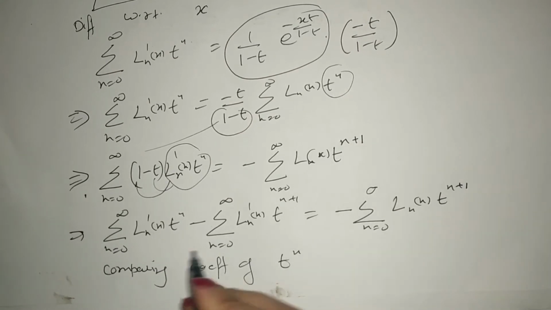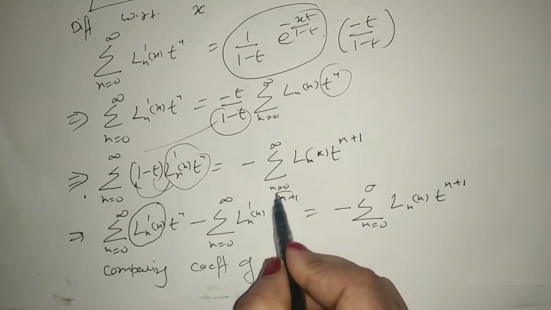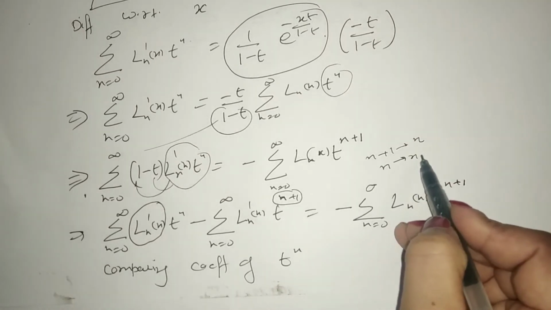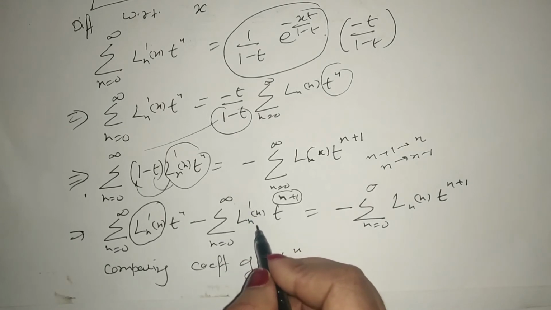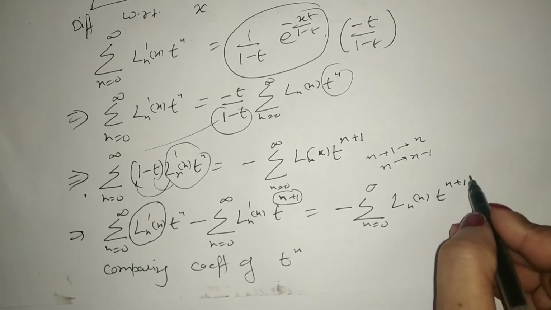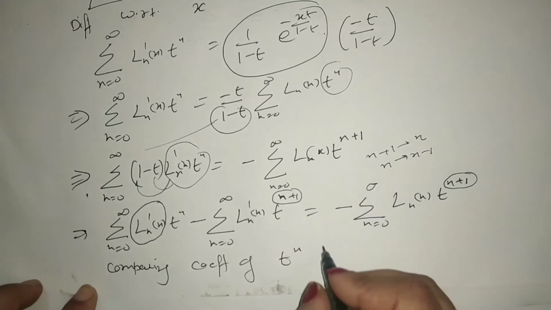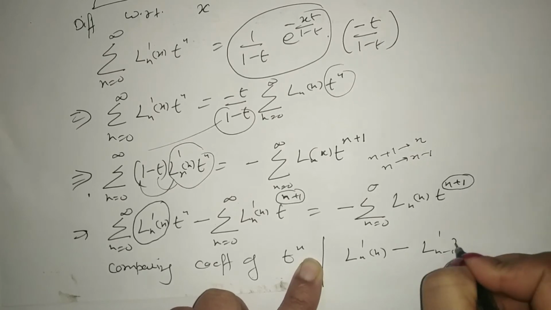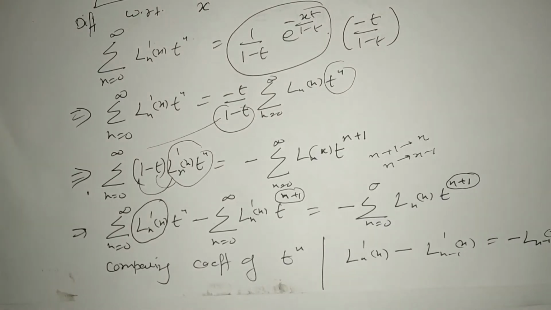t raised to power n. Now the coefficient of t raised to power n is this. In this it is the coefficient of t raised to power n plus 1. We have to change n plus 1 to n, meaning we have to change n to n minus 1. So in this term it will be l dash (n-1). In this term also it is n plus 1, so it will be l(n-1). Now writing these terms, comparing the coefficients, we get ln dash x minus l(n-1) dash x, and on the other side minus l(n-1) x. So these are the terms we obtained.